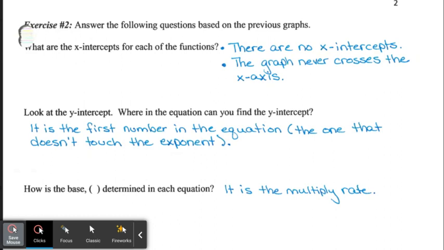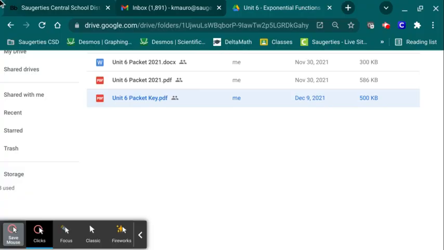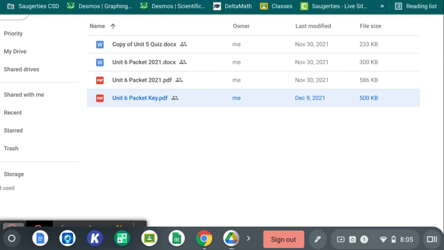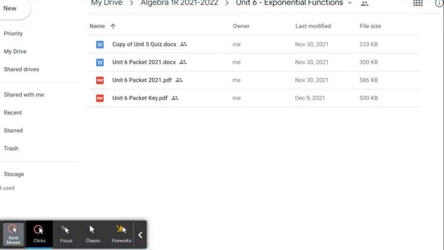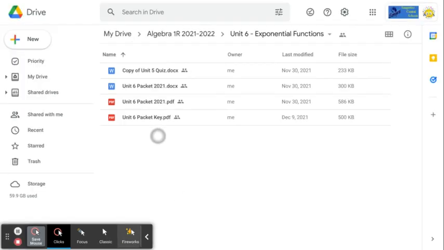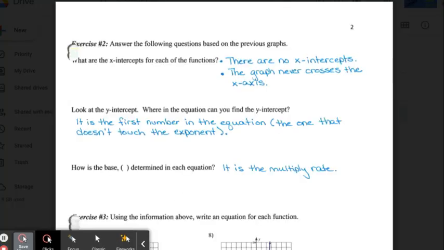So the first section is, what are the x-intercepts for each of the functions? And I wrote, there are no x-intercepts because the graph never crosses the x-axis. I gotta flip my Chromebook back over. Let's see. Well, that's not good. Sorry about that. I don't know where it went. It just went away. So there are no x-intercepts. The graph never crosses the x-axis.